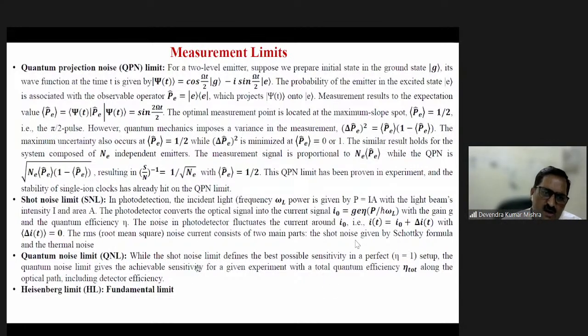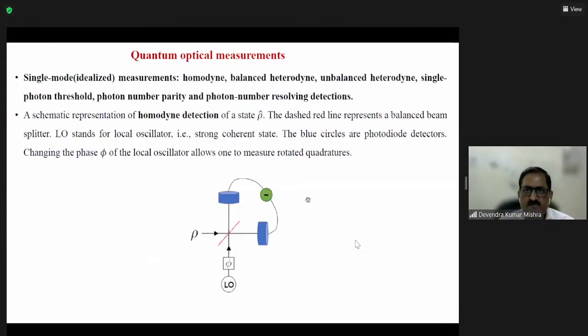The last one, which is a fundamental limit, is known as the Heisenberg limit. We have discussed it earlier. So now we will discuss the basics of quantum optical measurements. There are many techniques to perform the measurements. For example, we are focused here on single mode idealized measurements: homodyne, balanced heterodyne, unbalanced heterodyne, single photon threshold, photon number parity, and photon number resolving detections.